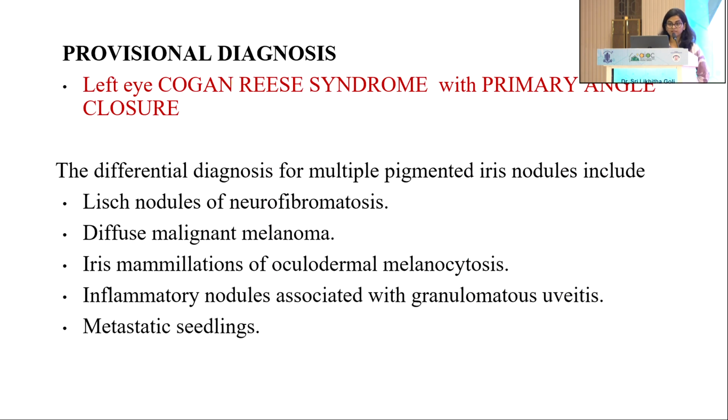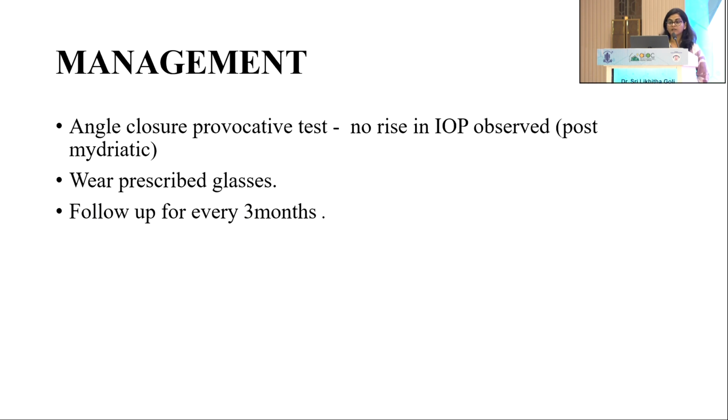My provisional diagnosis is left eye Cogan-Reese syndrome with primary angle closure, and the differential diagnosis for these multiple pigmented iris nodules includes Lisch nodules, diffuse malignant melanoma, iris mammillations of oculodermal melanocytosis, inflammatory nodules associated with granulomatous uveitis, and metastatic seedlings. Management: we did an angle closure provocative test in which there was no increase in IOP. So we have kept the patient on regular follow-up every 3 months, and we have given her glasses.